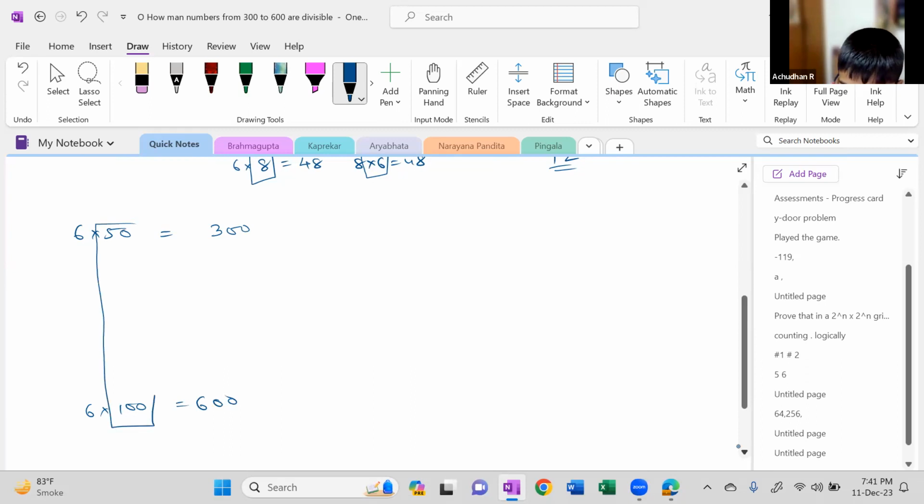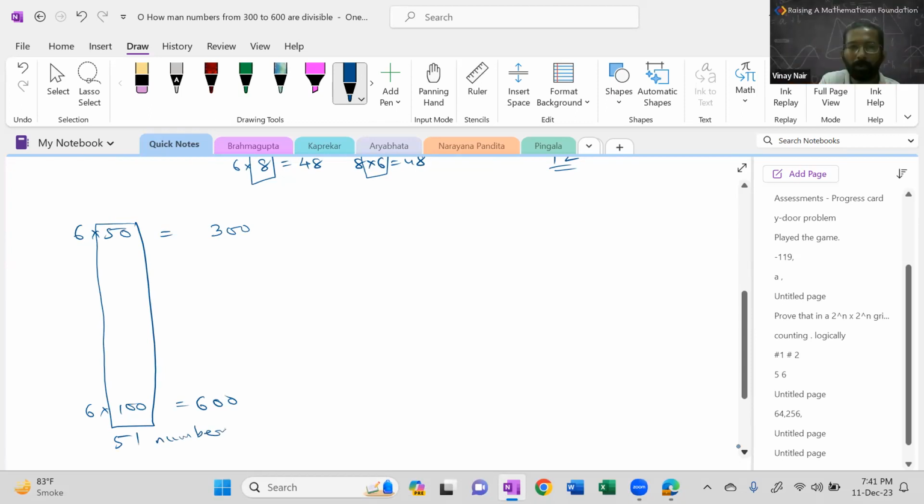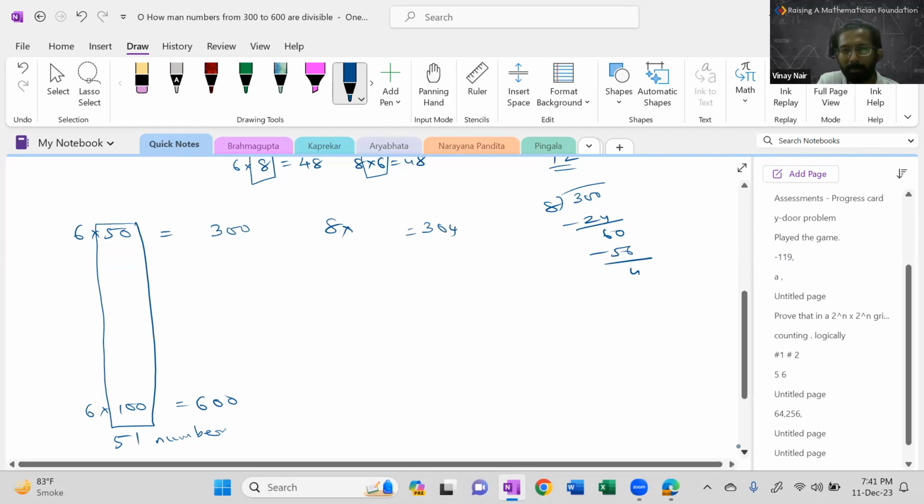Similarly, for 8, if we do the same, we get the 38th multiple of 8 to the 75th multiple of 8. Hold on. So for 8, you divide 300 by 8 and check what happens. You get 37 and the remainder is 4, which means 304 will be the first multiple of 8. And that is 8 times 38, right? Yes, 8 times 38 is 304.